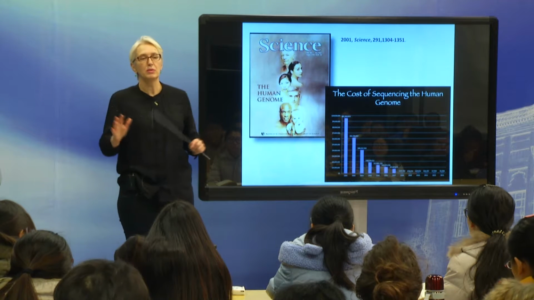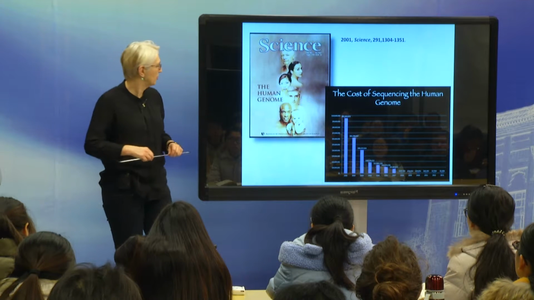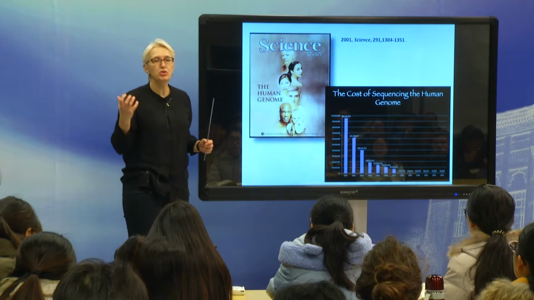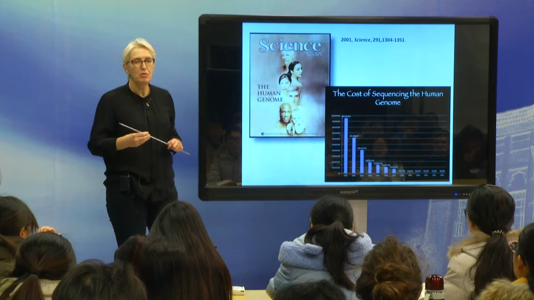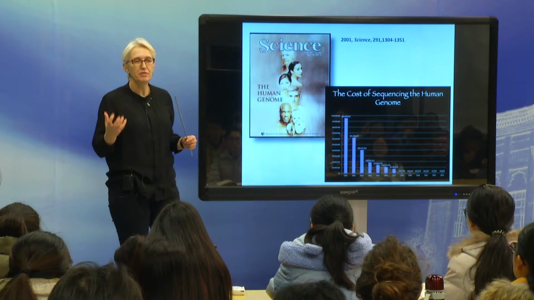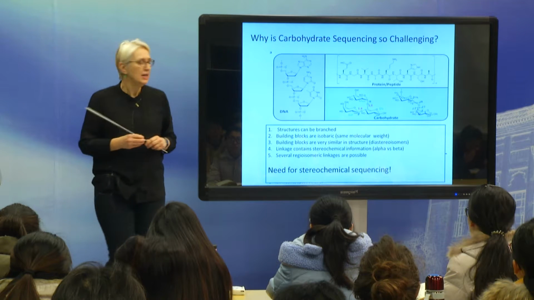We can't do that with a glycome at all. We're way behind with the sequencing methods for glycomics. So that's a huge technology gap that at the moment we're trying to fill. And there's quite a lot of effort in science to really develop carbohydrate sequencing methods. And that's what I talk about today in my lecture. How can we actually determine the structure and the sequences of these carbohydrates? And why is it so difficult?